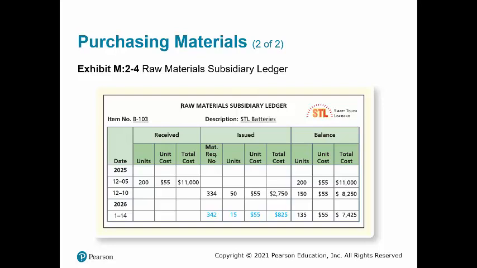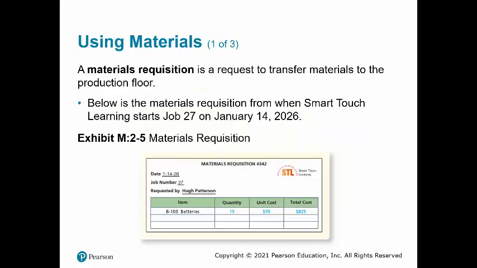At any given time we should be able to add up all of these raw materials subsidiary ledgers for all the different products that are going to be used in the manufacture of the tablets, and those should equal the control account for raw materials inventory.